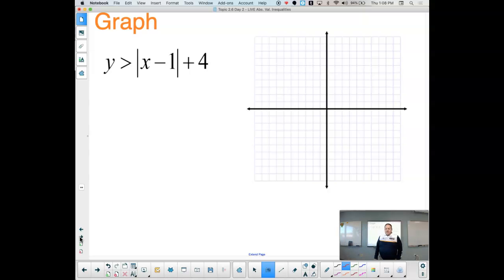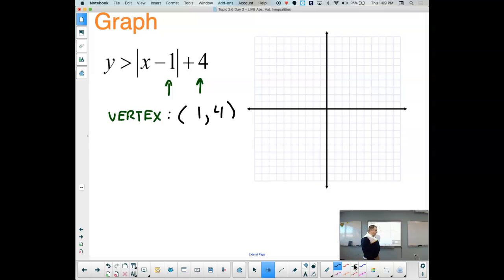So let's dive into this one first. Okay? y is greater than absolute value of x minus 1 plus 4. So the first thing that I would do here is I would look at these two values right there, and I would say that those two combined give me a vertex of 1, 4.